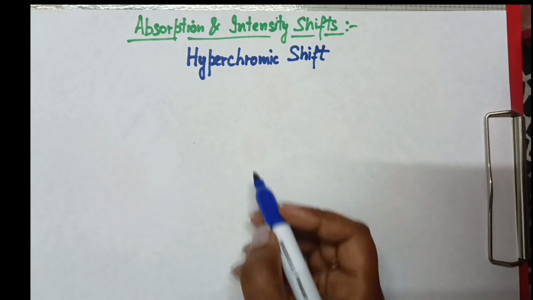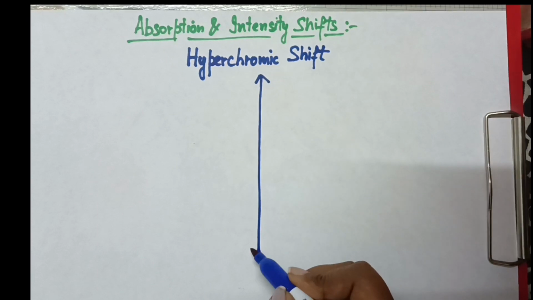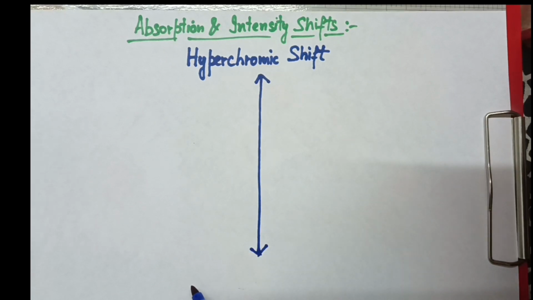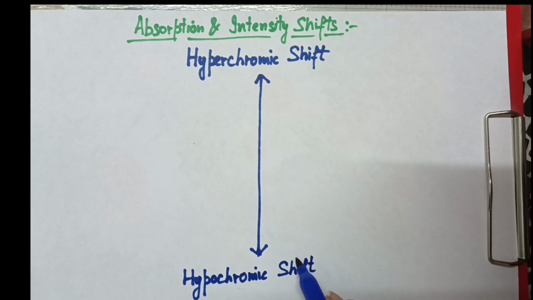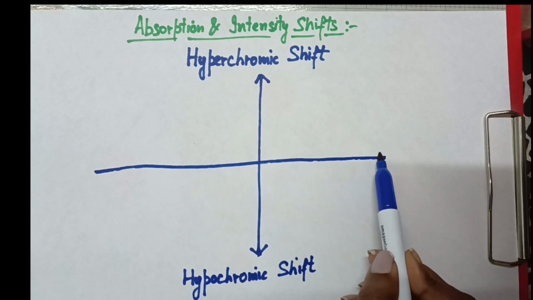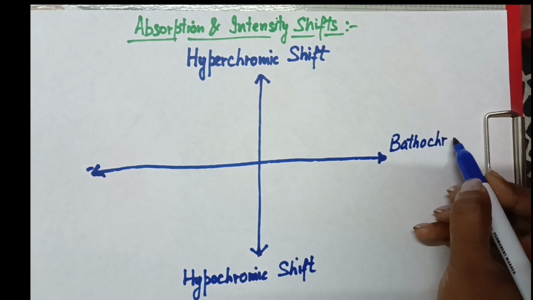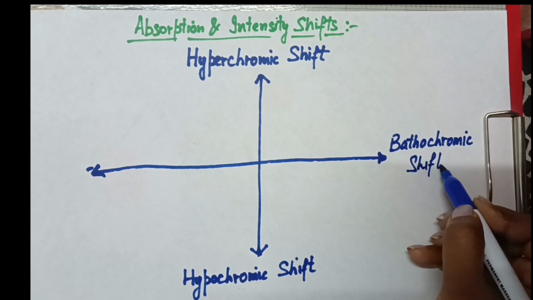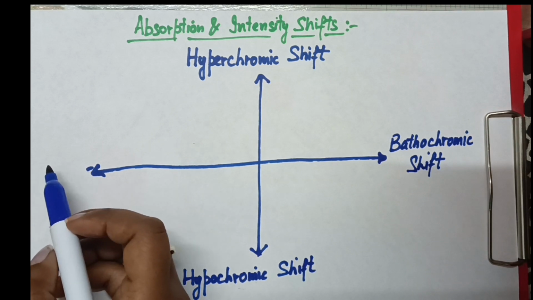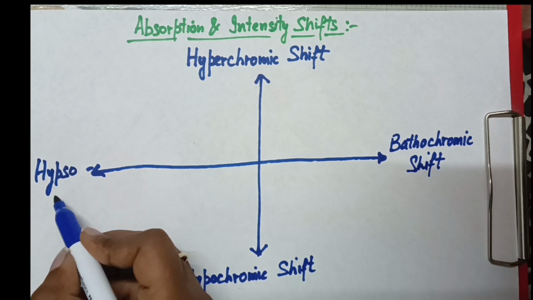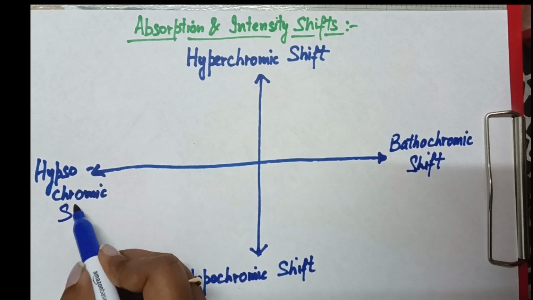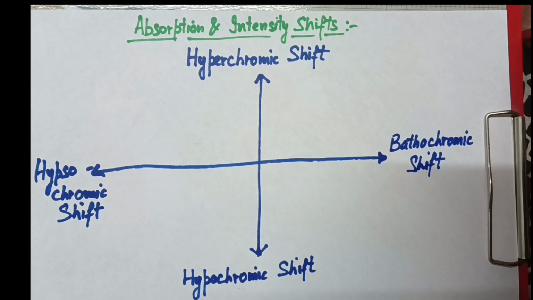First will be hyperchromic shift, second will be hypochromic shift, bathochromic shift and hypsochromic shift. So we need to study about these four shifts, right?